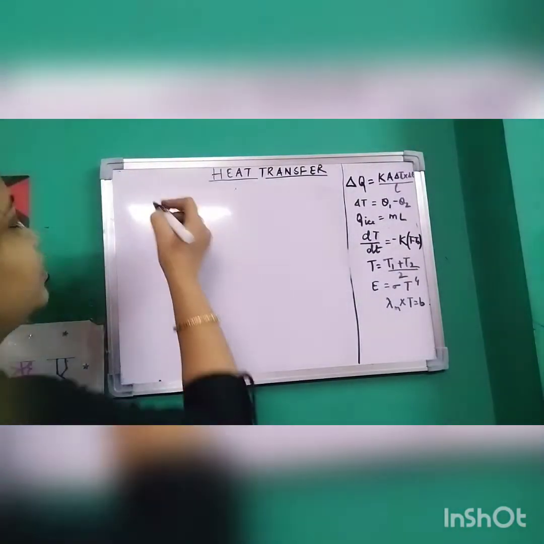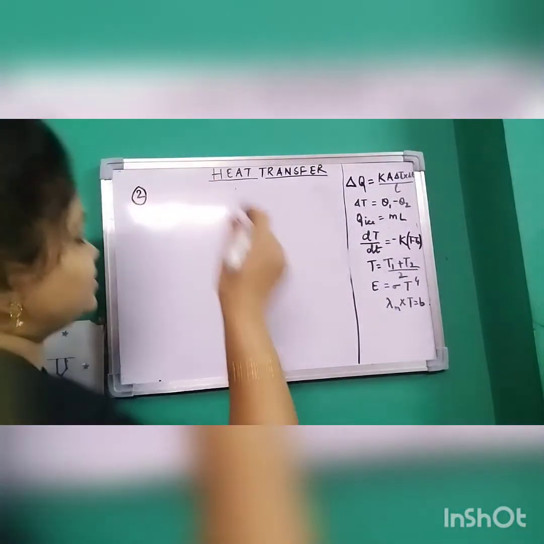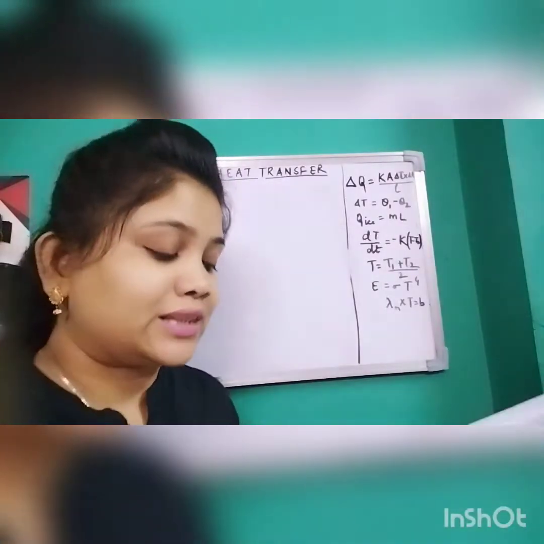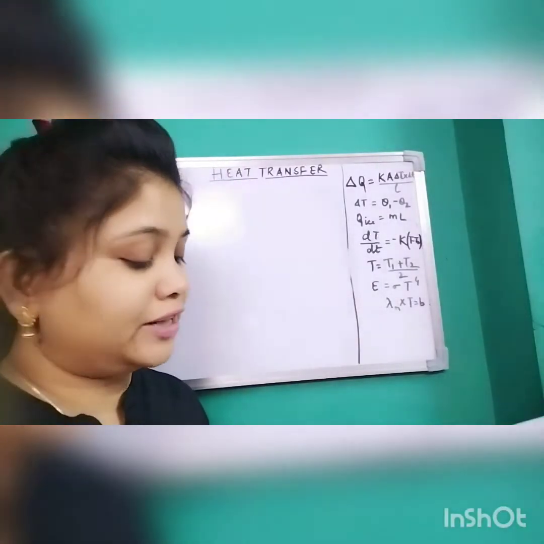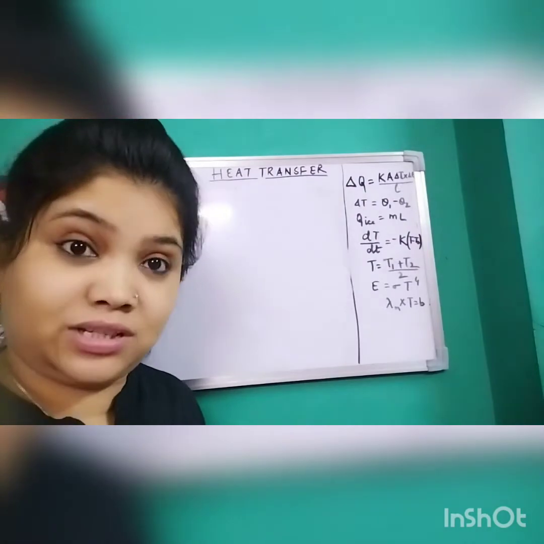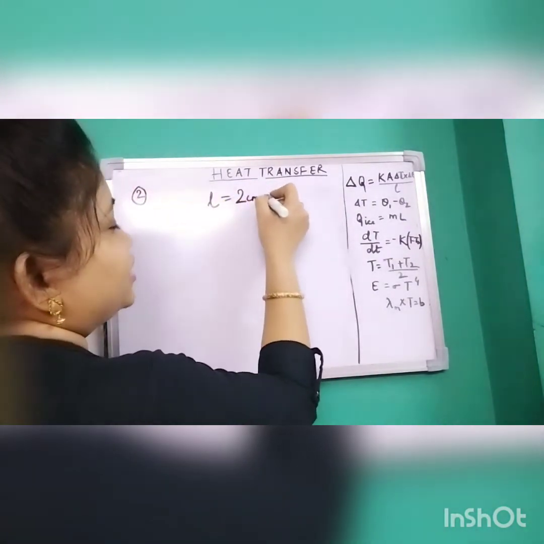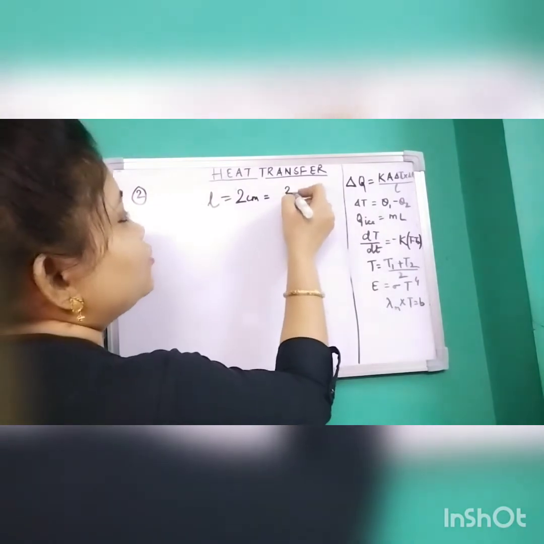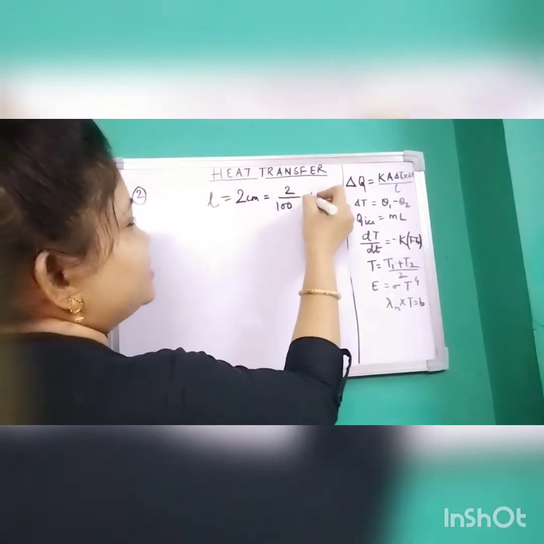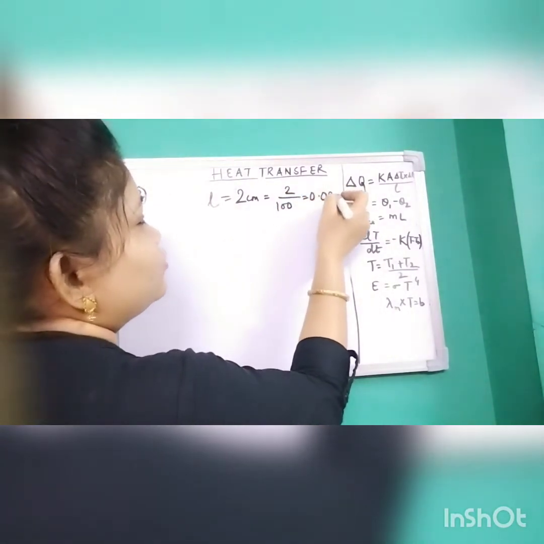So let's start with the number 2 sum, students. What is number 2 sum telling us? Number 2 tells that the area of cross section of an iron plate of thickness 2 centimeter. That means L is given as 2 centimeter. Now 2 centimeter is how much meter? 2 by 100, that means 0.02 meter.